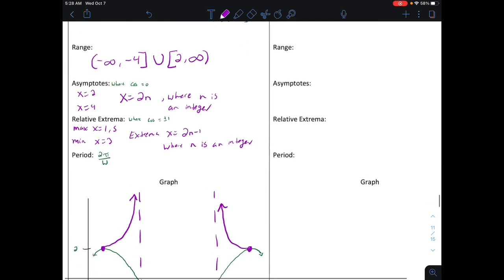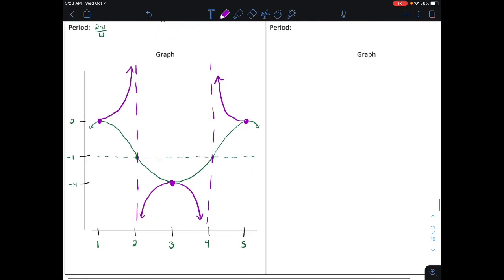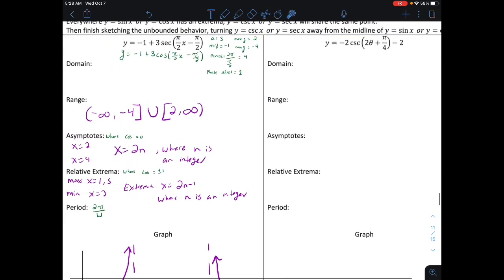And lastly, the domain. The domain of secant is the set of all real numbers except for where cosine equals 0, or where I had those vertical asymptotes. We already wrote an equation to represent where we have vertical asymptotes on all the even numbers for this particular function. So we say all real numbers except where x is equal to 2n, where n is an integer.